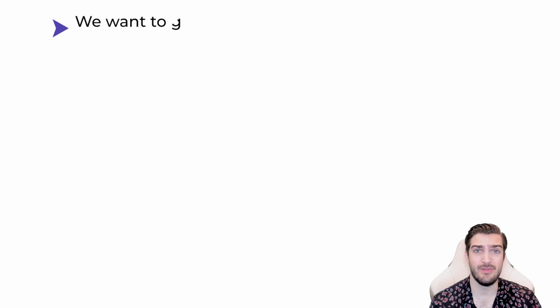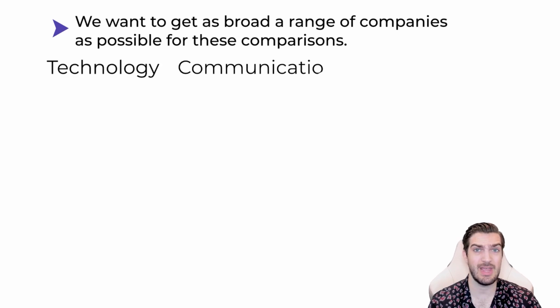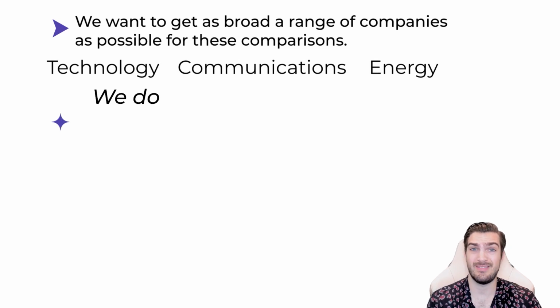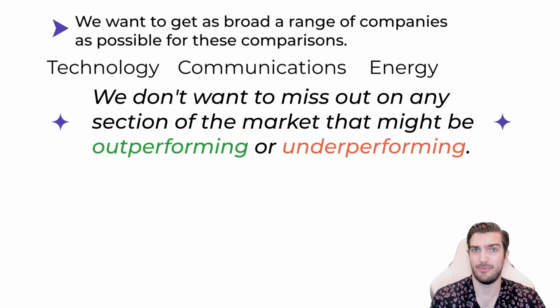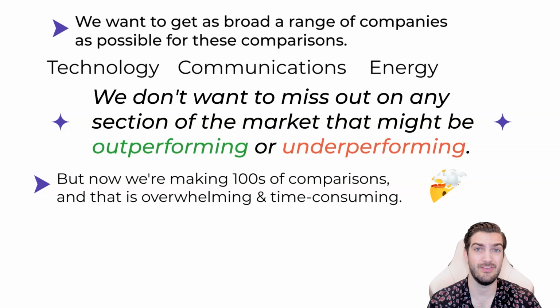The easiest way to do this is to look at a broad range of companies crossing many different sectors or types of companies, ranging from technology companies to communications companies to energy companies, making sure that we're not missing out on any section of the market that might be outperforming or underperforming compared to the others. But the minute we start doing this, we get into a wild world of comparing hundreds of different companies, and that can get overwhelming and time-consuming.